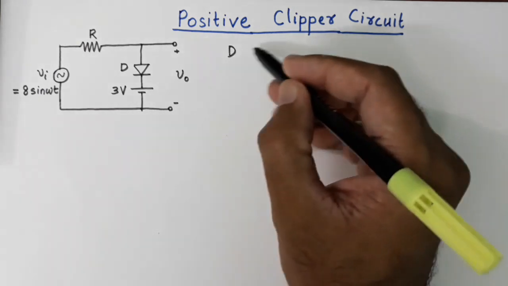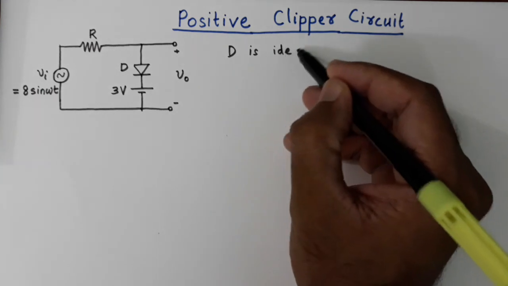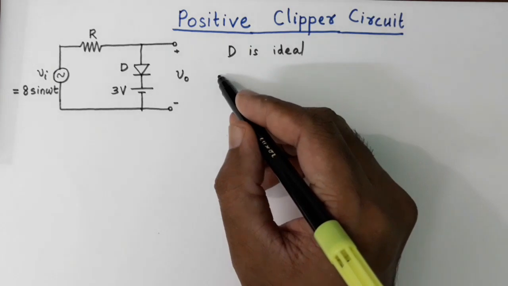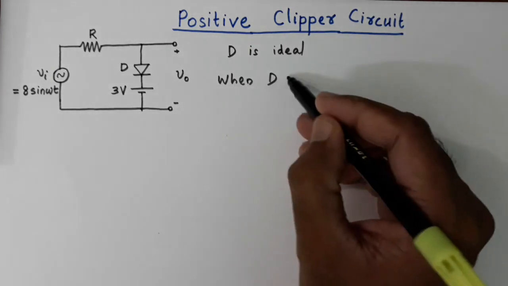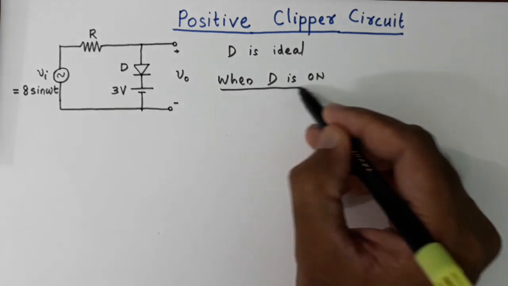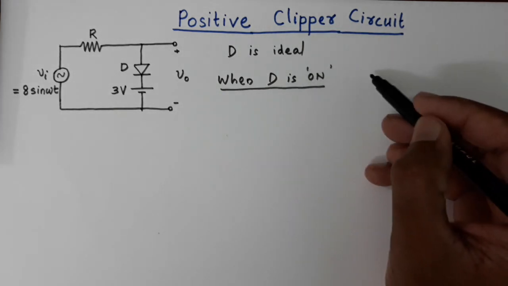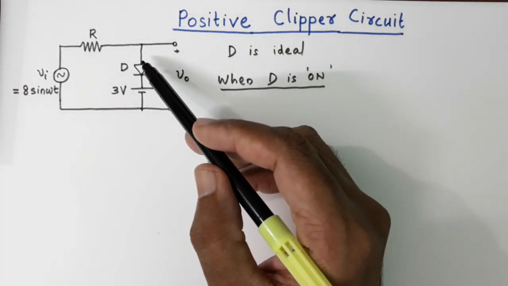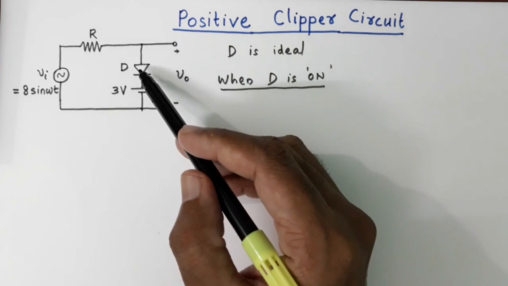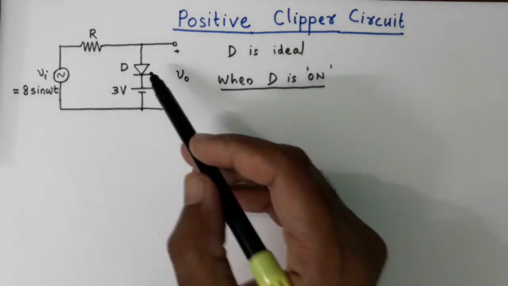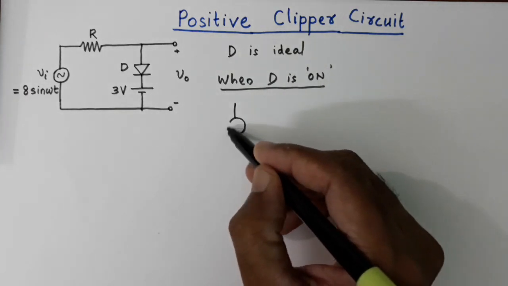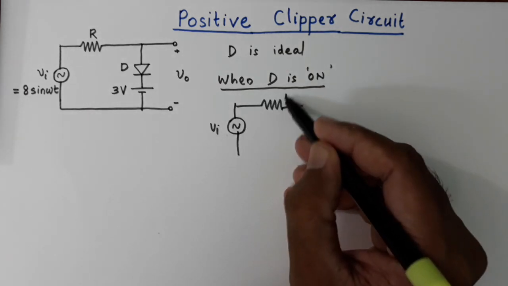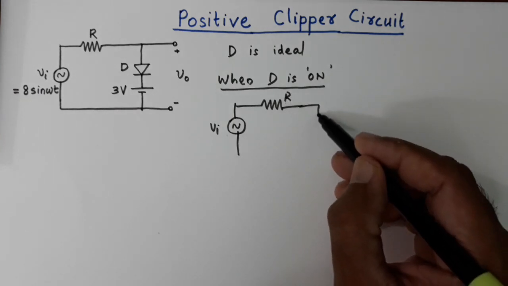So let the diode D be ideal. First we will see what the output voltage is when the diode is on. On means this diode is conducting, and it will conduct when it is forward biased. So suppose the diode is forward biased and on, then we can draw the circuit diagram for that condition. So this is input Vi, resistance, and this diode is on.